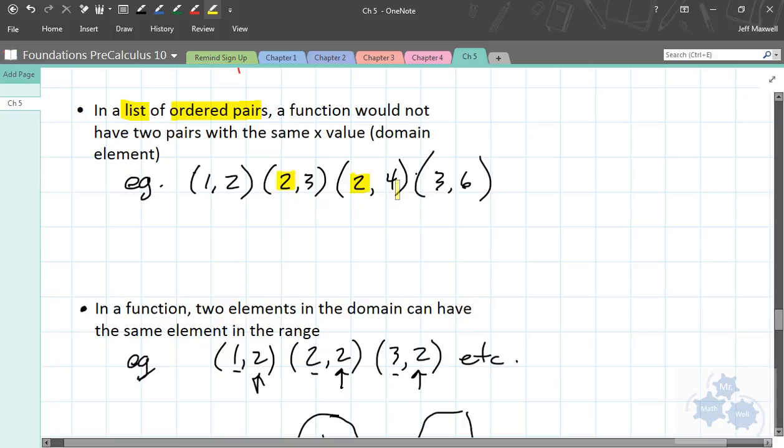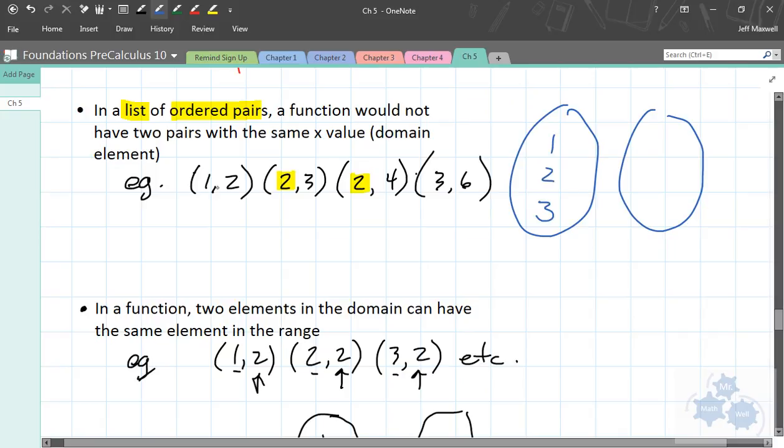with different y values, that's the same as drawing an arrow diagram like this, where we have 1, 2, and 3, and we have 2, 3, 4, 6 over here. You see that? X, Y. And 1 goes with 2, 2 goes with 3, and 2 goes with 4, and 3 goes with 6. Whoa, we got an issue, not a function. So how do we recognize that? If we have 2 or more points that have the same x value but different y values. So not a function.